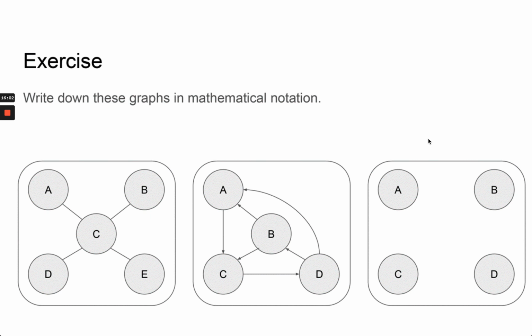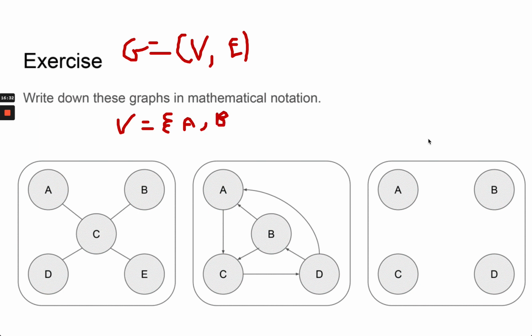All right, so I'm seeing some answers come in. For the first graph, we would start by first saying that we have a graph G, which is equal to the ordered pair of V and E. V would be equal to our set of A, B, C, D, and E. Here, this is kind of badly named. This E is different from the set of edges. Let's call this set of edges E prime, just to differentiate it from the node itself.